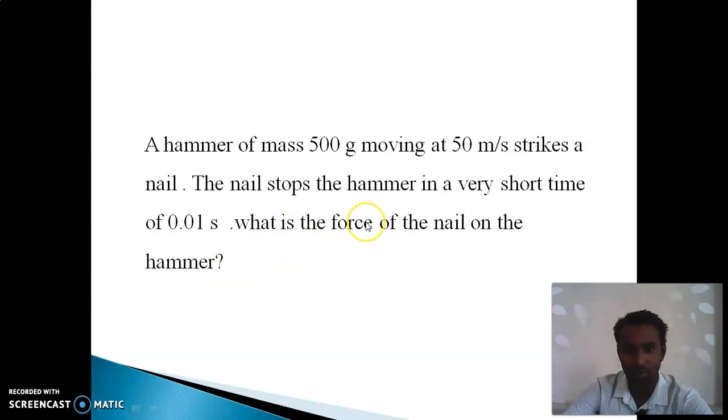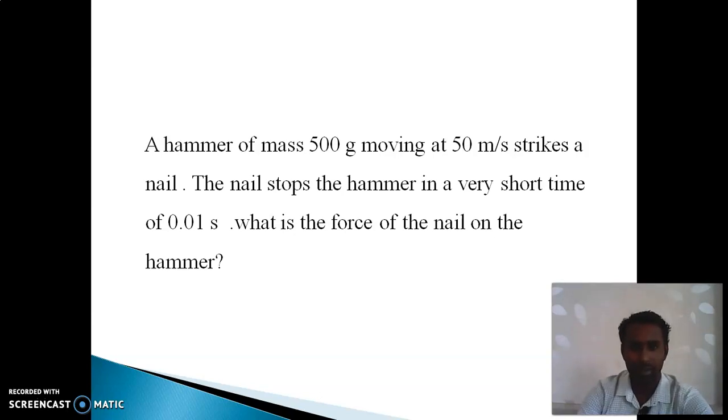And what is the force of the nail on the hammer? They asked for the force of the nail. First we have to know the formula for force. What is the formula for force? Mass into acceleration. Mass they gave; acceleration we have to find. How to find acceleration? Acceleration is equal to change in velocity with respect to time.